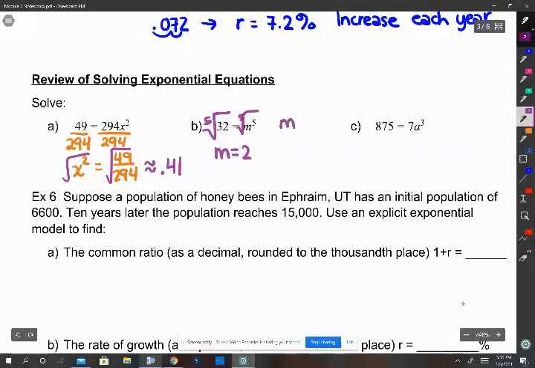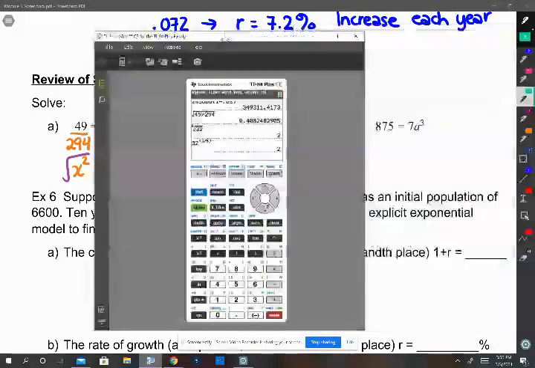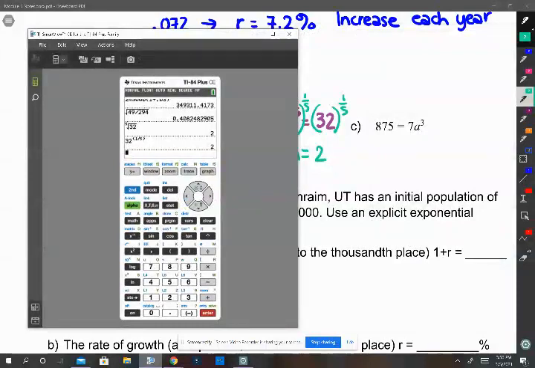Another option that you could do is we could raise it to the 1/5 power, and that would also give us 2. And if I was to put that in my calculator, I would say I'm going to do 32 raised to, and then in parentheses 1 divided by 5. And notice how I'm still going to get 2. So that's just another option. You don't need to do it that way. It's just whatever's easier for you.